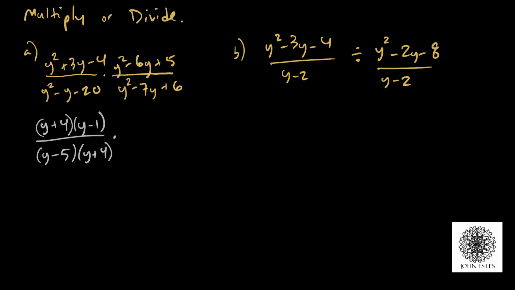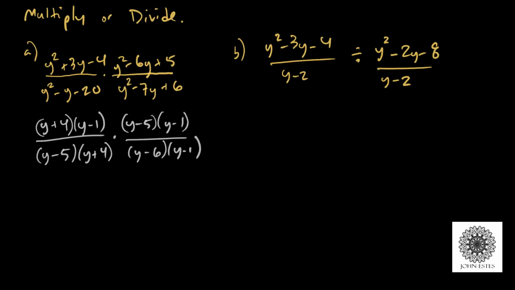Now in the second numerator, two things that multiply to give me 5 and add to give me -6. I think that might be a y minus 5 times a y minus 1. And then lastly, two things that multiply to give me +6 and add to give me -7. I think it's going to be a y minus 6 and a y minus 1, like that.